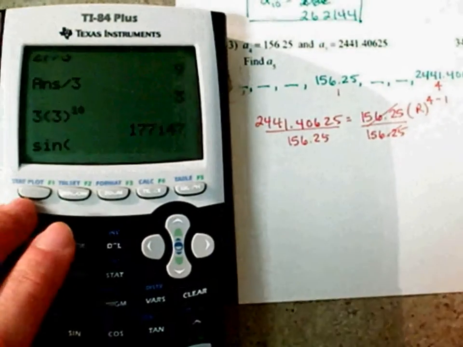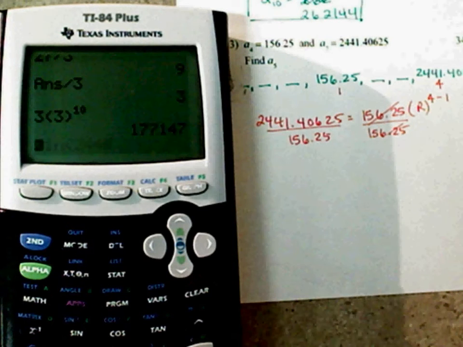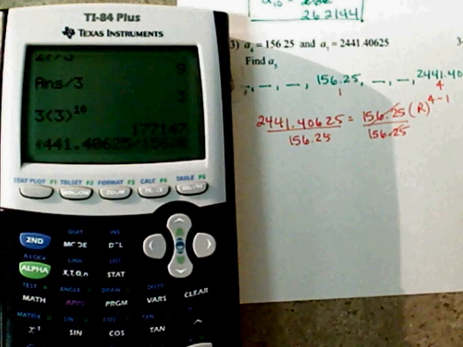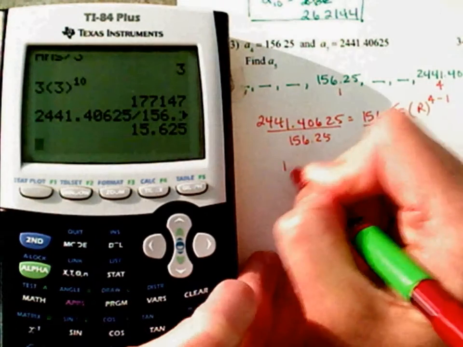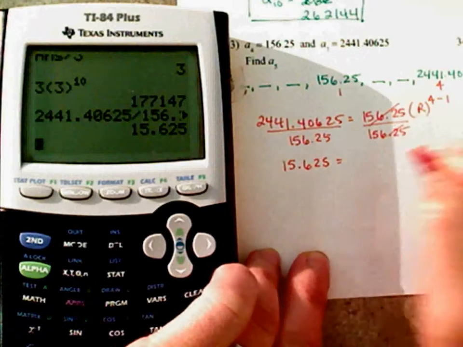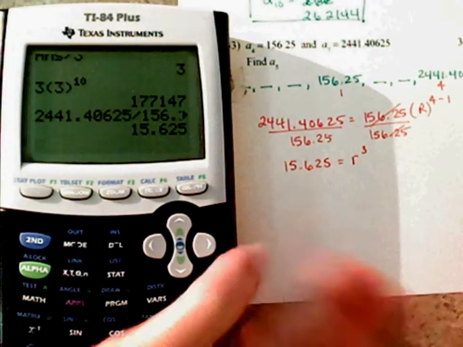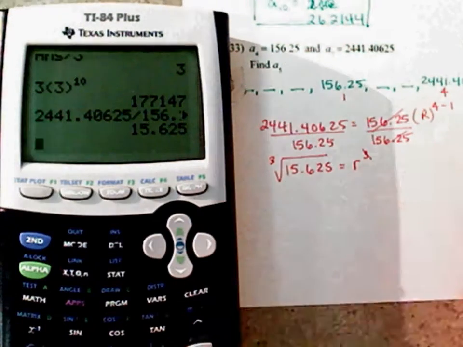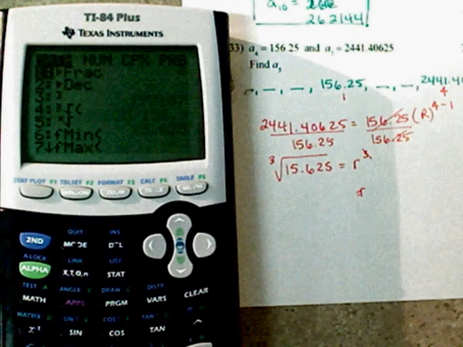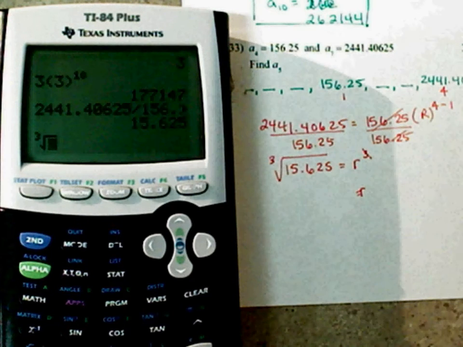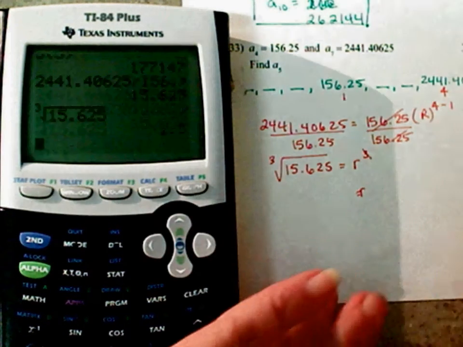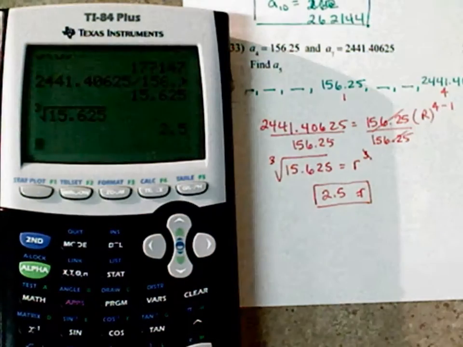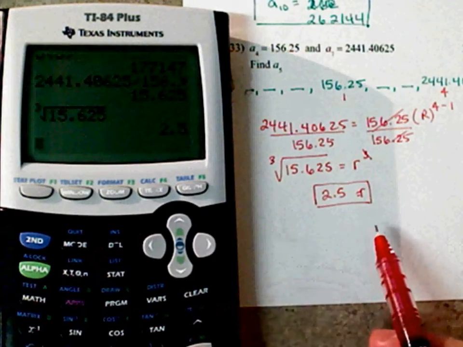Okay. So 2,441.40625 divided by 156.25 comes out to be 15.625, which is equal to R raised to the third power. Take a cube root, okay? So go to Math, cube root is 4, type in 15.625, and R comes out to be 2.5, and there's your common ratio.